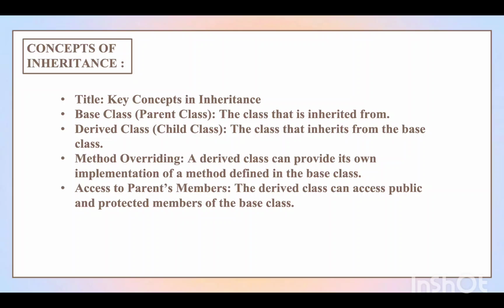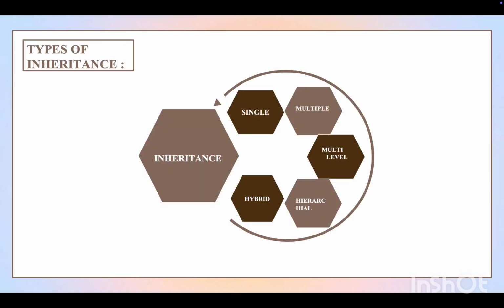So now let's discuss concepts of inheritance. Title: key concepts in inheritance. Base class, which means parent class, the class that is inherited from. Derived class, which also means child class, the class that inherits from the base class. Method overriding: a derived class can provide its own implementation of a method defined in a base class. Access to parent's members: the derived class can access public and protected members of the base class.